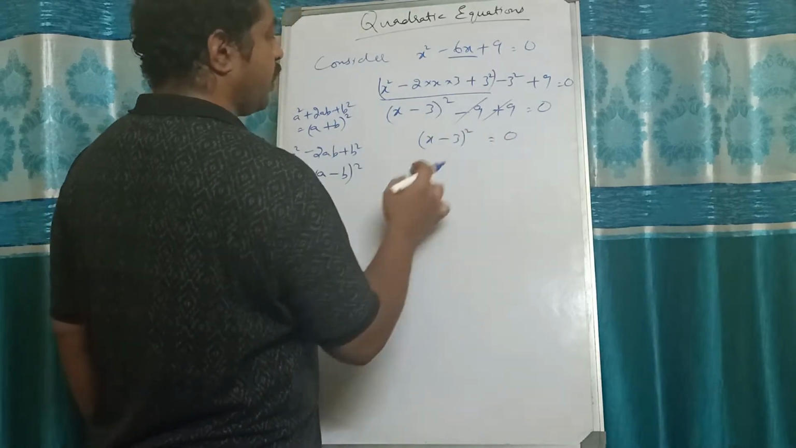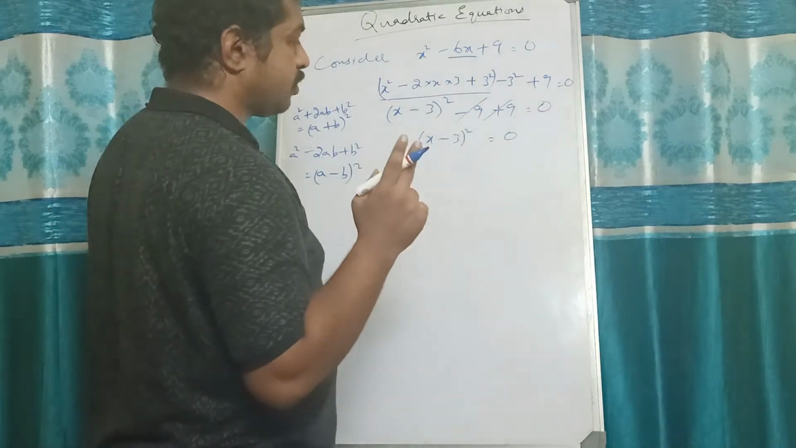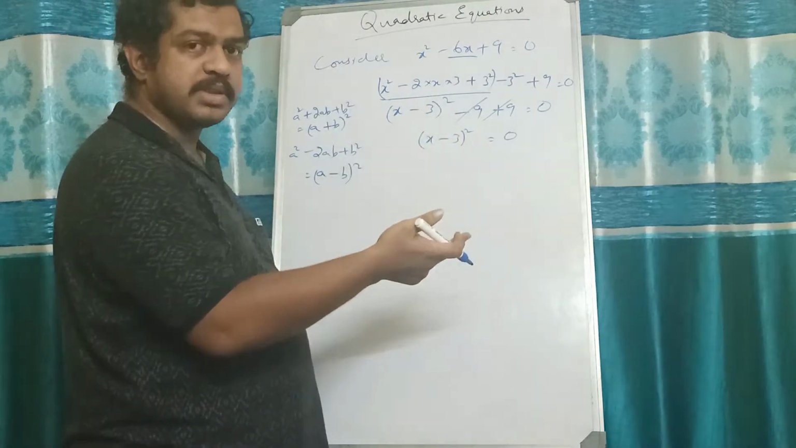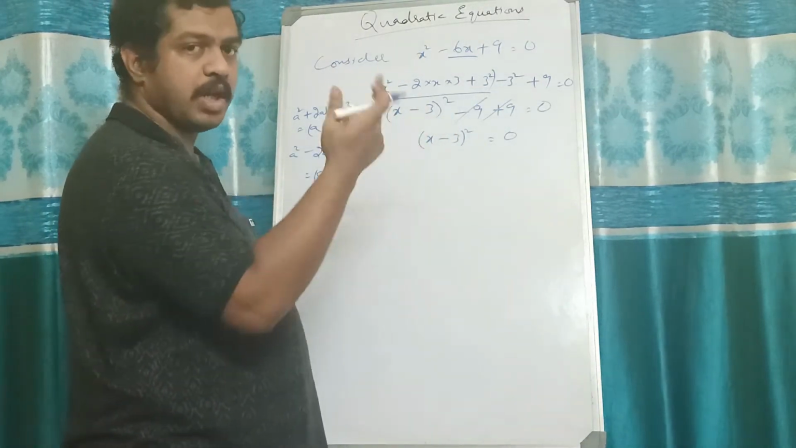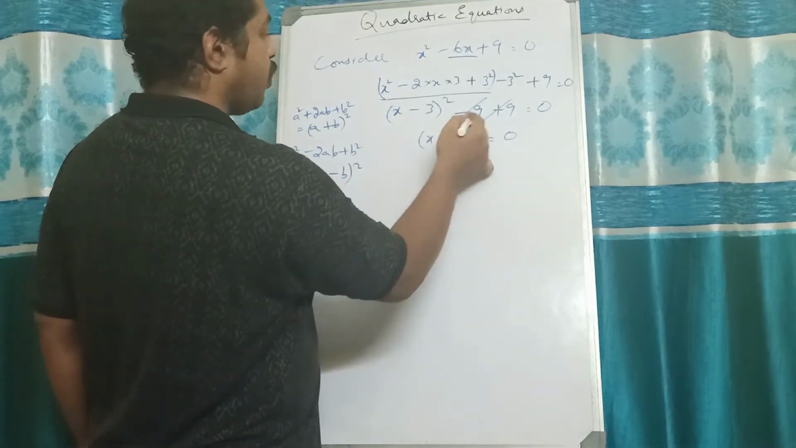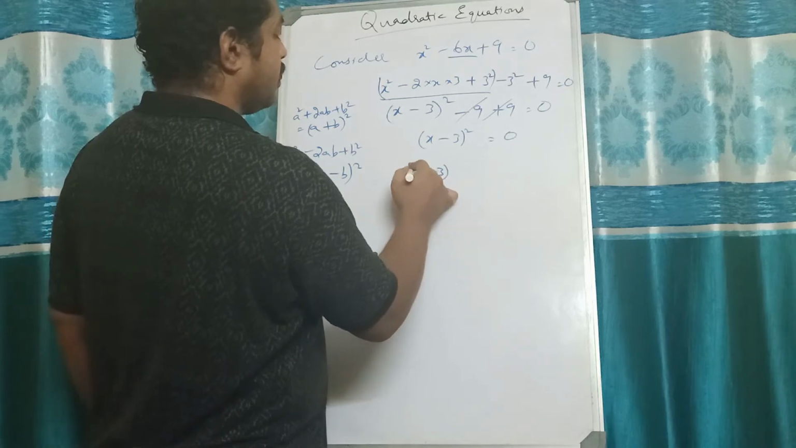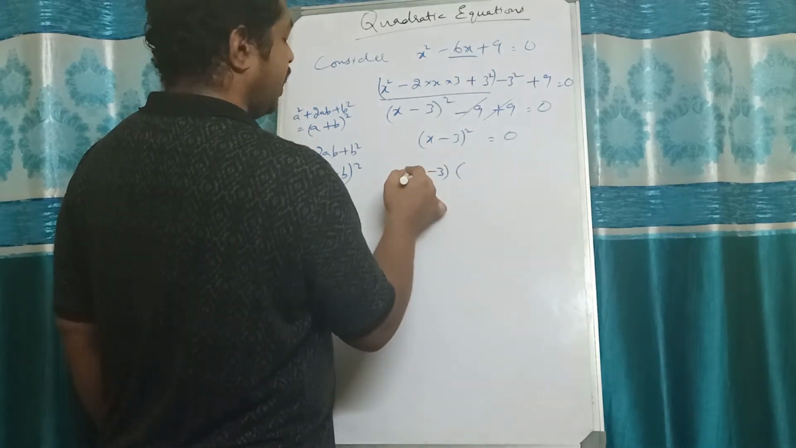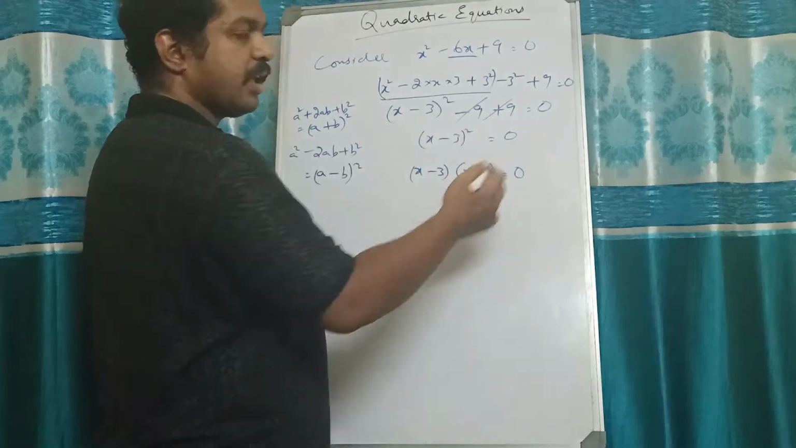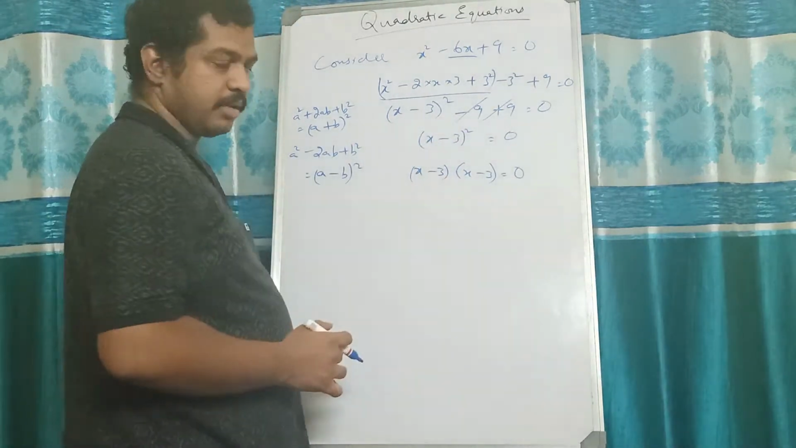Since we have whole square here, two things we can do. Either we can take square root on both sides and express x is equal to 3 and 3, that is one thing, and one more thing is, since we have whole square here, the same term x minus 3 is multiplied by itself 2 times and then equated to 0. This is how we can write, right?